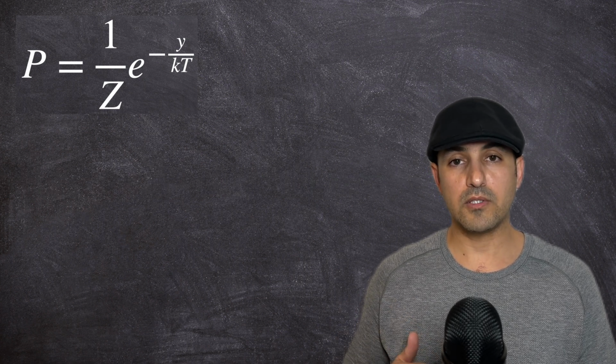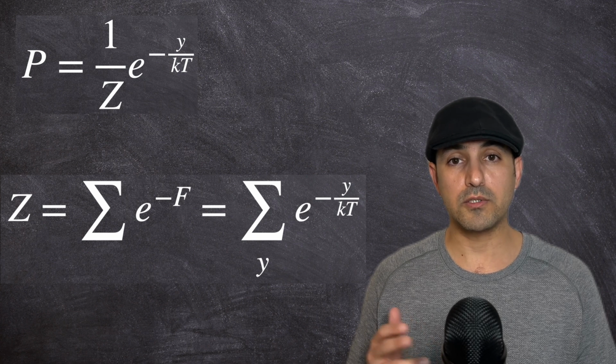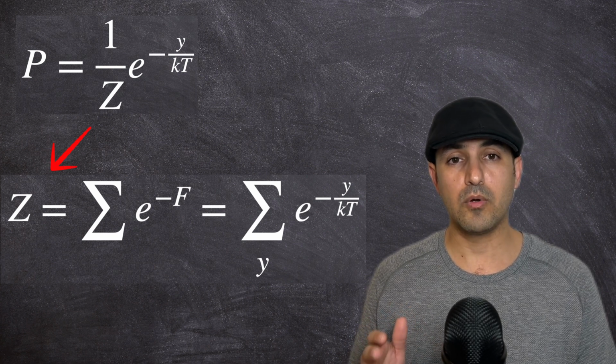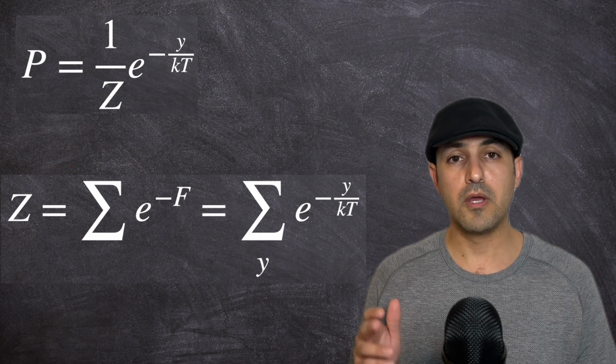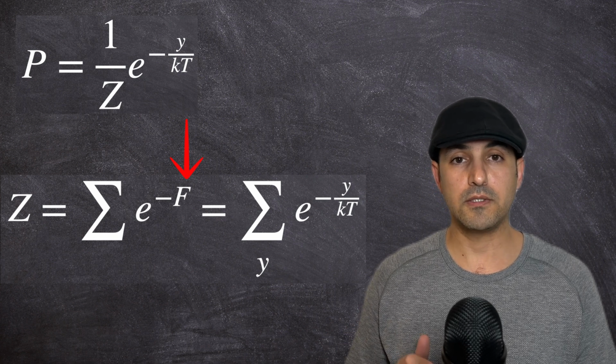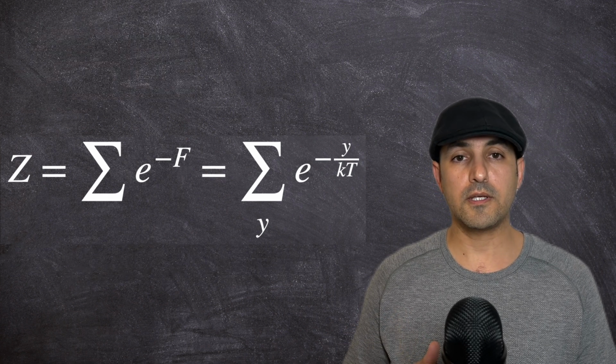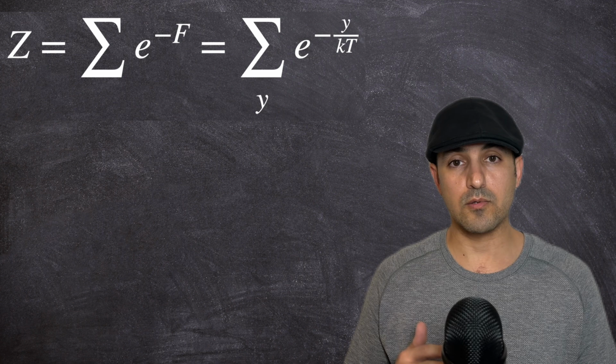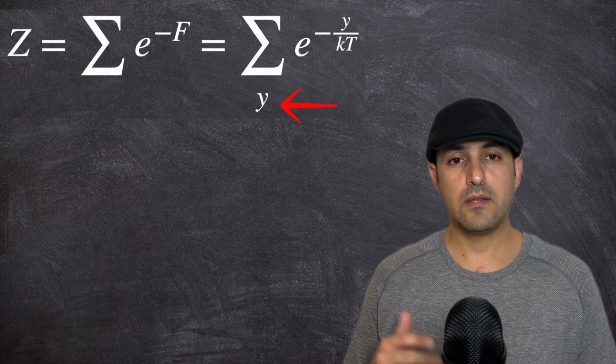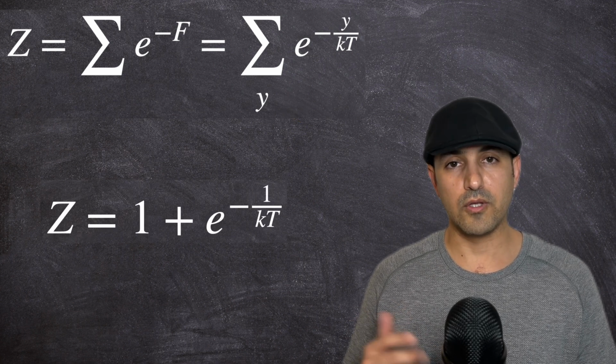To keep the notation simple, we always show the partition function as the sum over the exponential of minus effective free energy. In this particular case, since the system has only two energy states, the sum has only two terms.